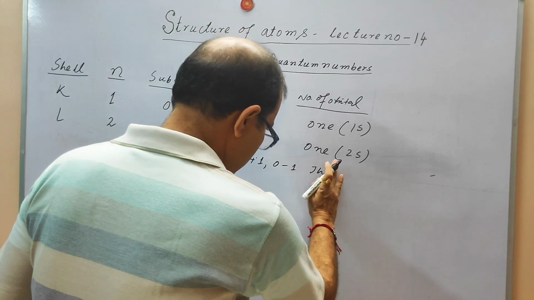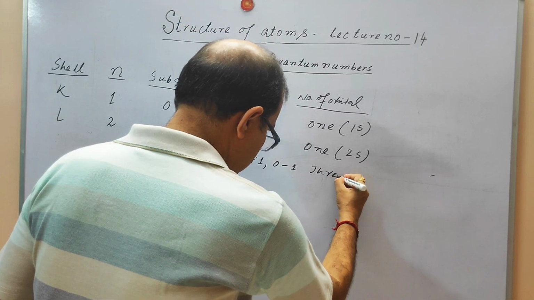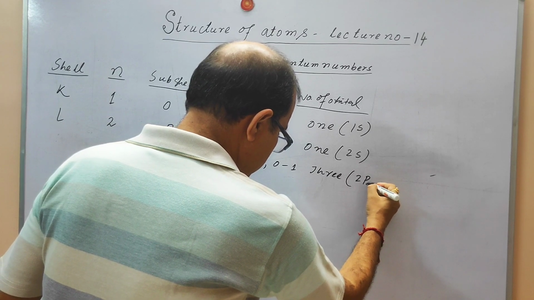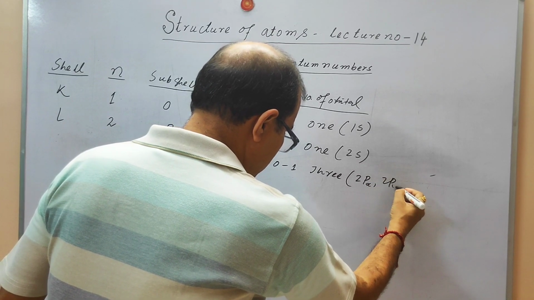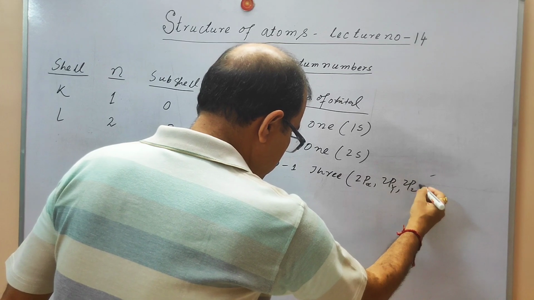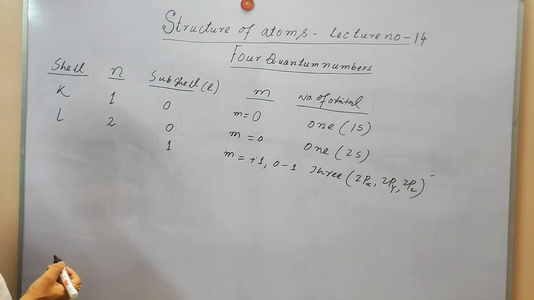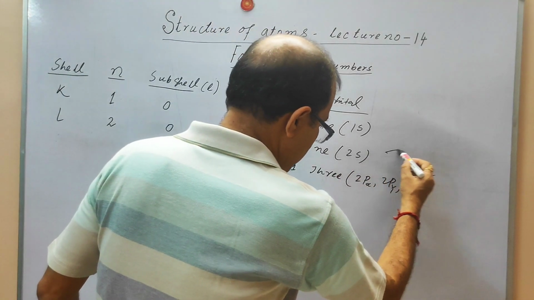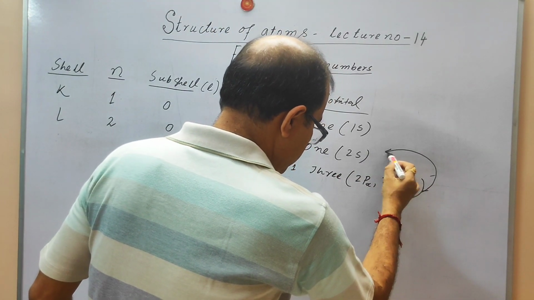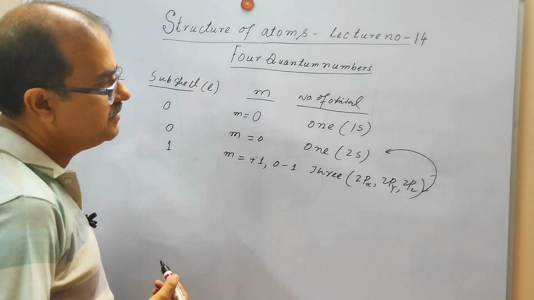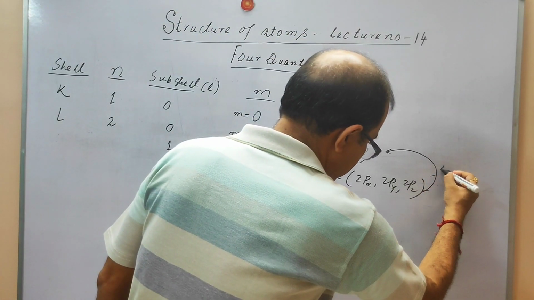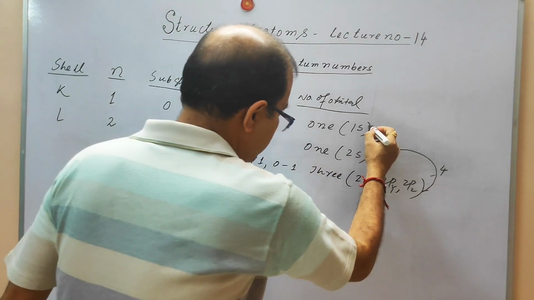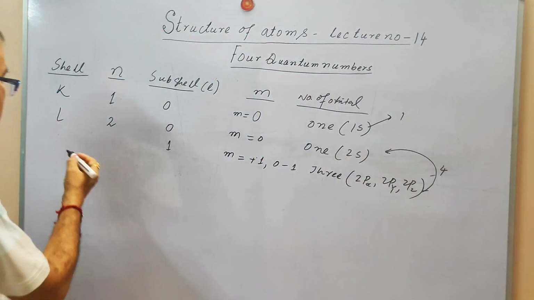These 3 orbitals we can write as 2px, 2py and 2pz. So in the second shell, how many orbitals are present in total? That is 4. The number of orbitals is 4. The first shell has only 1.